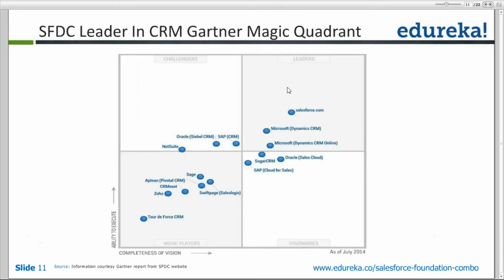And this is the Gartner Magic Quadrant. So if you can see, Salesforce is clearly the leader. Even in the leaders quadrant, it is way ahead of Microsoft Dynamics CRM and others like SAP, Sugar, Oracle. They are in the visionaries, and Zoho, Sage in niche players, and Oracle, SAP, NetSuite, etc. in challengers quadrant.